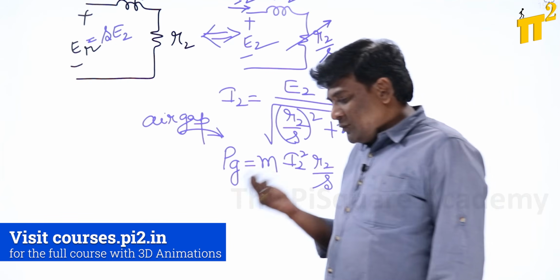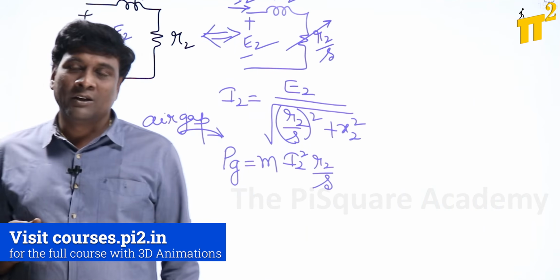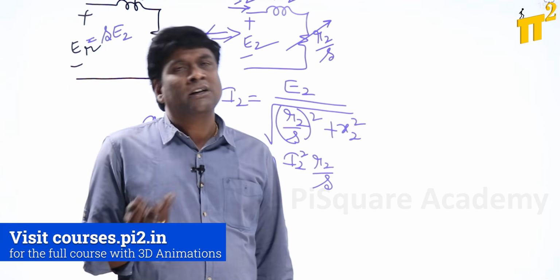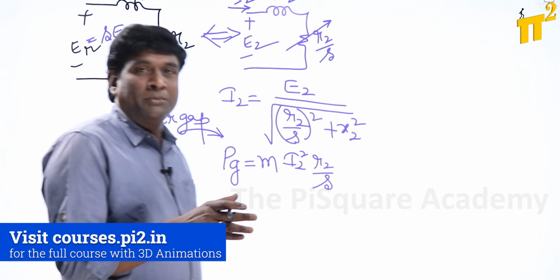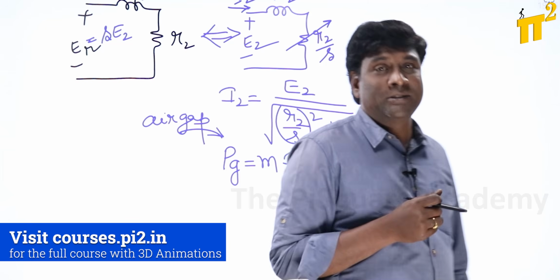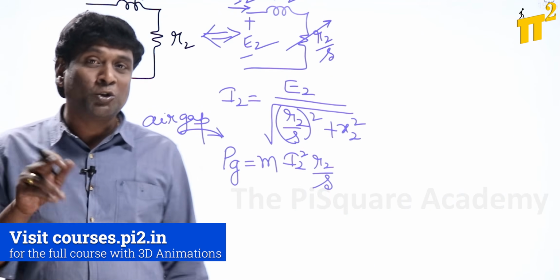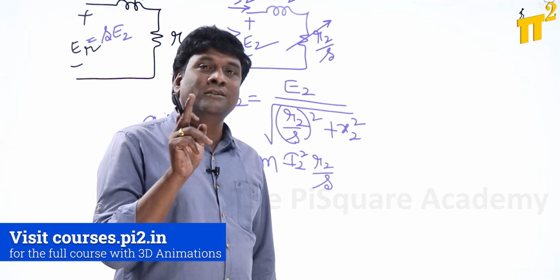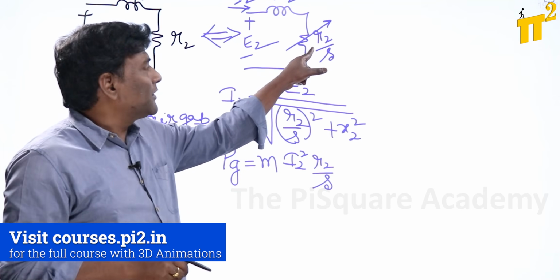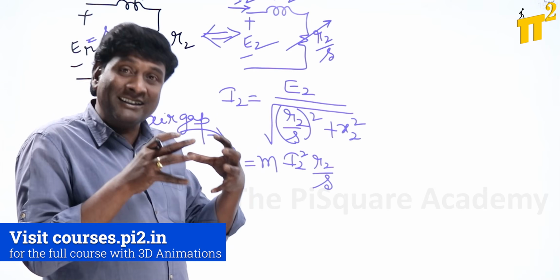For example, if you think of a DC generator or motor, under ideal conditions what will the efficiency be? 100%. If you think of a transformer, under ideal conditions the efficiency is going to be 100%. If you think of a synchronous machine, under ideal conditions the efficiency is going to be 100%. But in an induction machine, under ideal conditions, for example R2 equal to 0, the rotor resistance is 0.